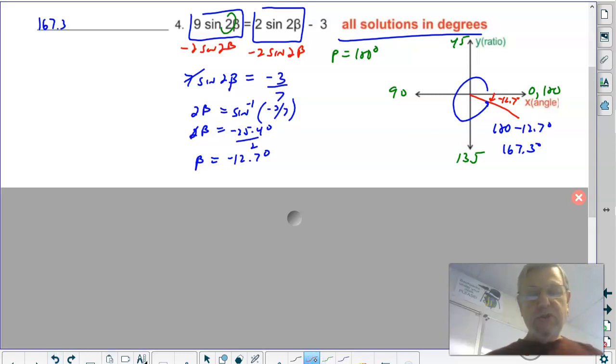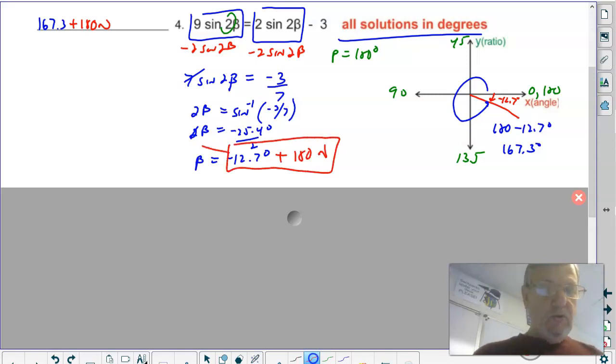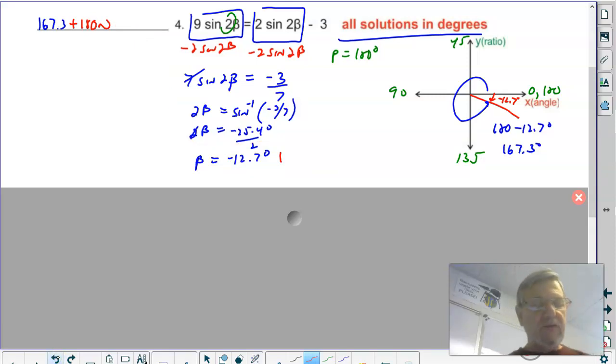So again, all solutions in degrees plus, and I hope you put 180n, right? The period, and then n is how many times you go around. And n could be negative numbers as well as positive numbers. And that gets us all of the values. Now, just to be clear, this is exactly the same thing as -12.7 plus 180n. These two are exactly the same. However, the positive 167 is the technically correct way to do it with the positive coterminal angle.